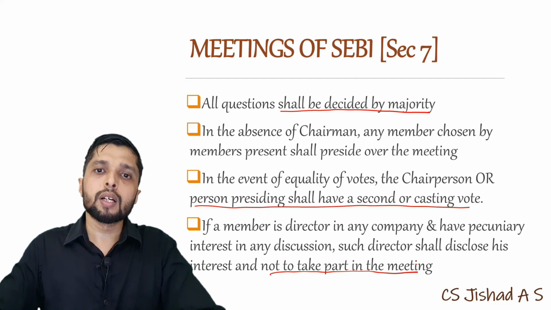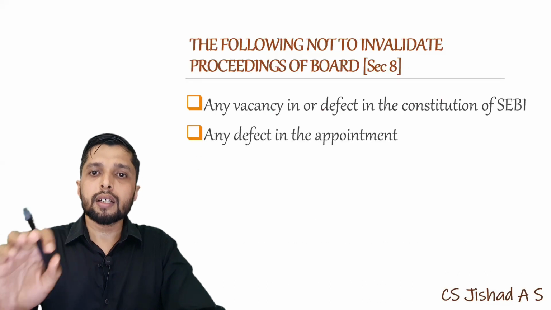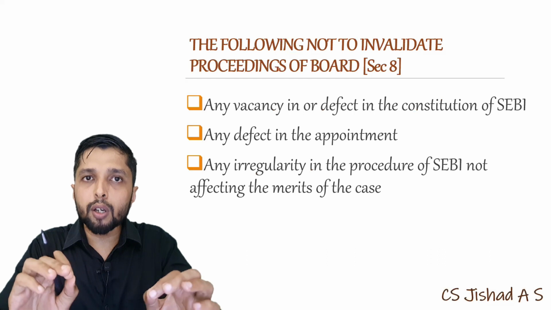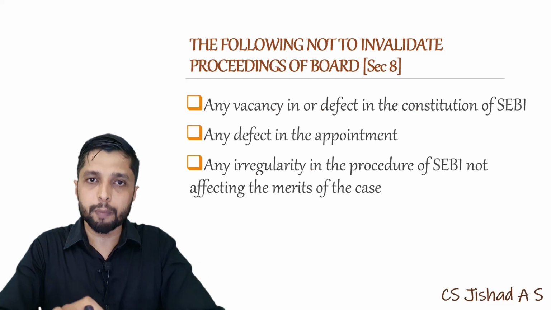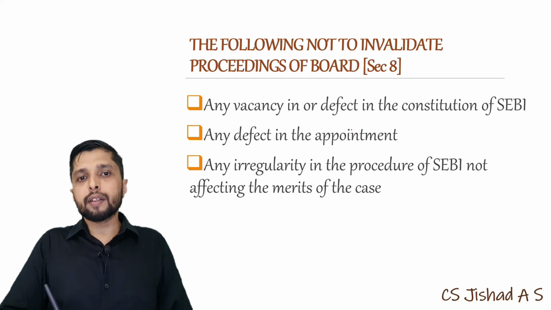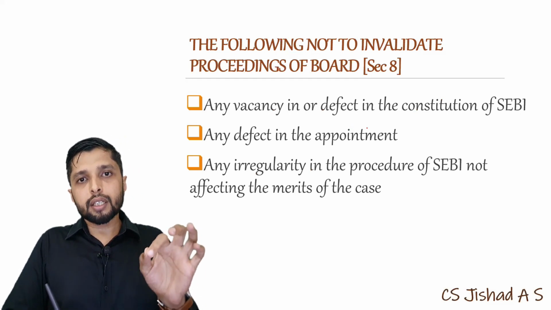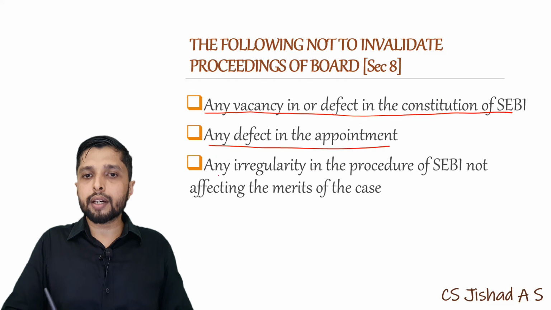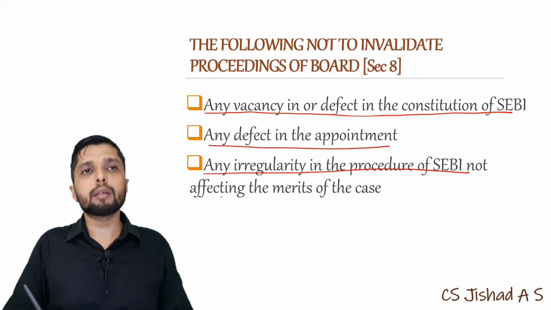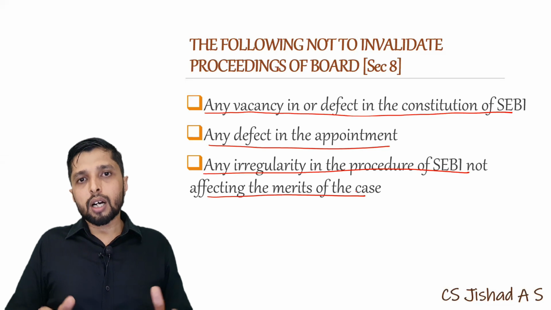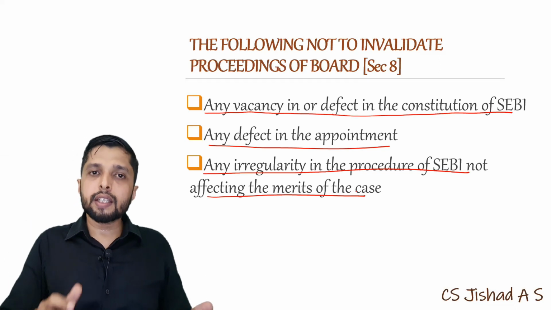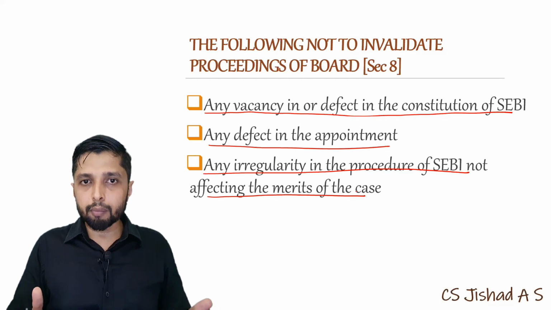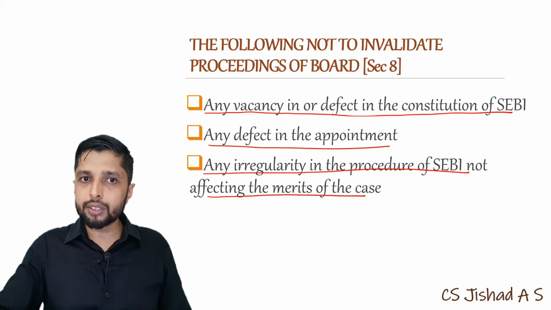Section 8 lists three conditions that will not invalidate the proceedings of SEBI. So if SEBI has ordered anything, these three will not affect the orders passed by SEBI. Number 1, any vacancy or defect in the constitution of SEBI; any defect in appointment; or any irregularity in the procedure of SEBI not affecting the merit of the case. After passing an order, if any of these three has happened, it will not invalidate the proceedings which have already been made by SEBI.